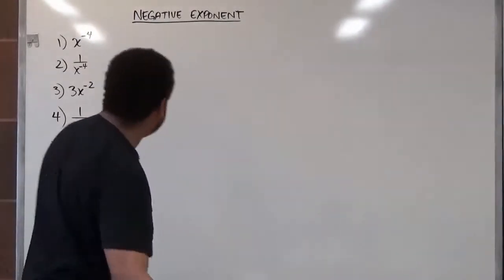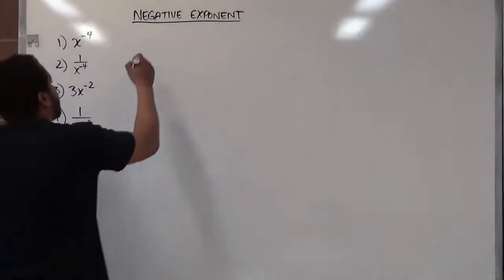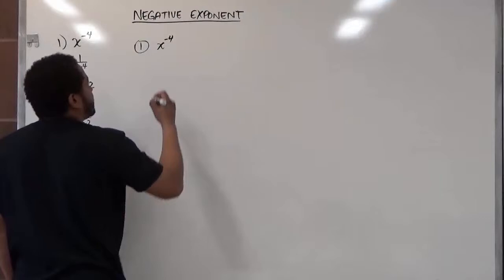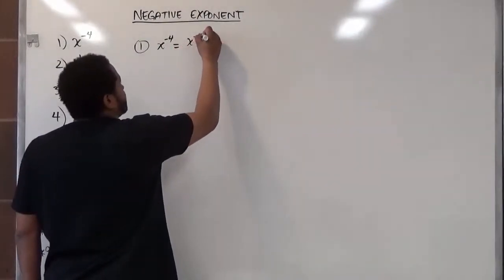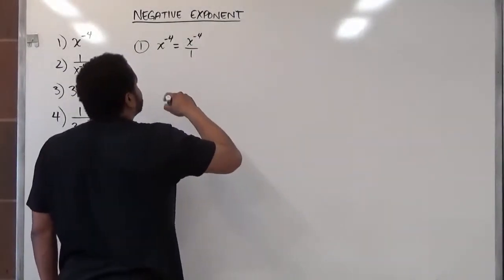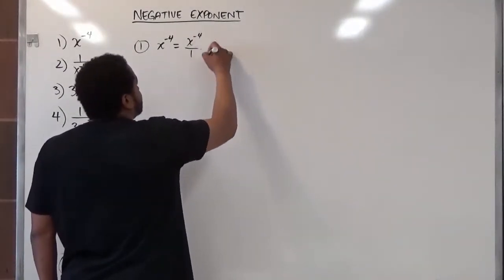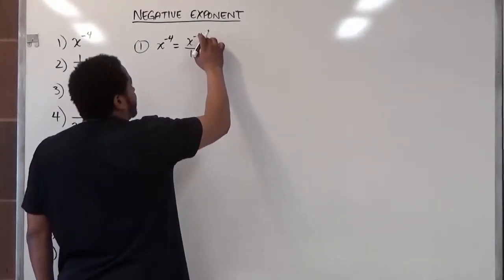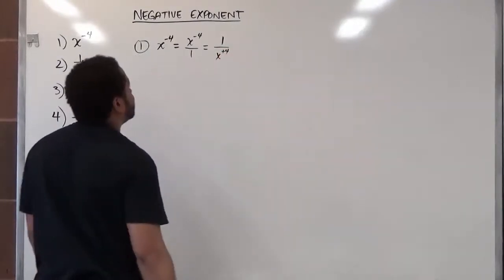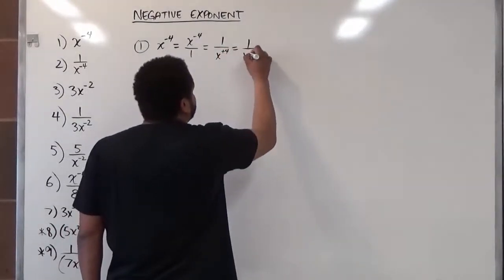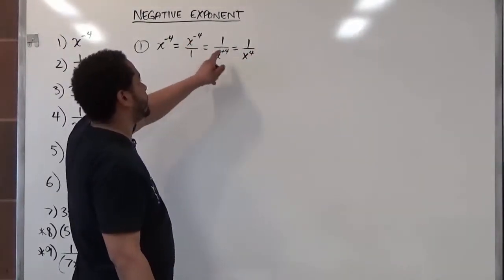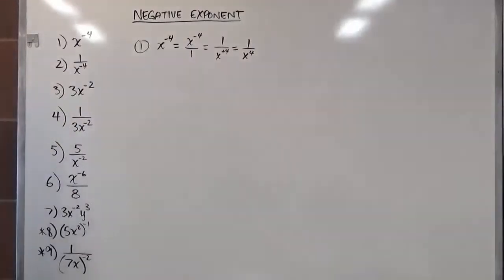Our first problem here is just x to the negative 4th power. When we have a negative exponent, again, we want to reciprocate the term. So our first step is to put this over 1, since every number is a fraction. We'll make this variable a fraction, and then we reciprocate it. So the x to the negative 4th goes to the denominator and becomes a positive exponent in the denominator. And that's our final answer, just 1 over x to the 4th, in which this step is not necessary. This is just showing you the change of the exponent from negative to positive when it transposes down.